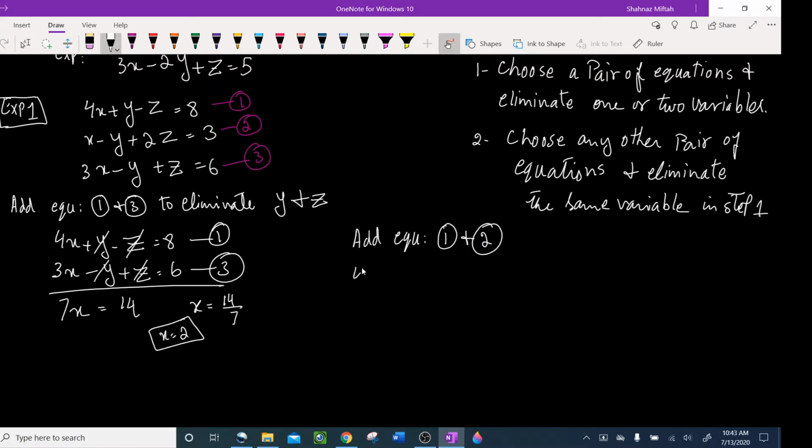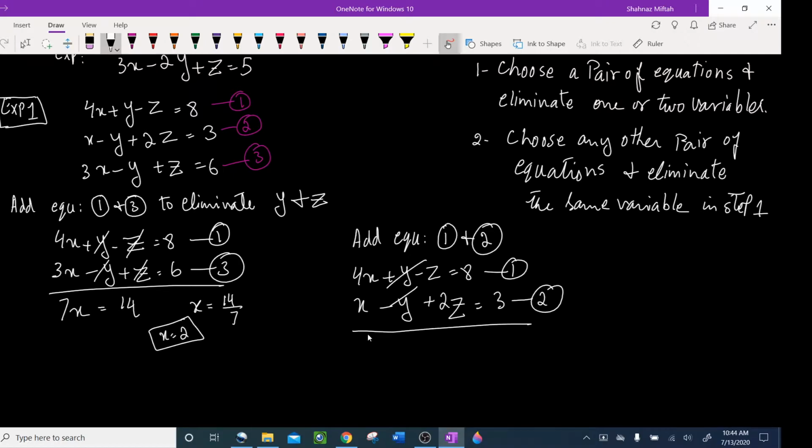So equation 1 is 4x plus y minus z equals 8. That's 1. Second is x minus y plus 2z equals 3. That's my second. Now I eliminate these two. Then I'm left with 5x plus z. 8 and 3 is 11. So I got 5x plus z equals 11.